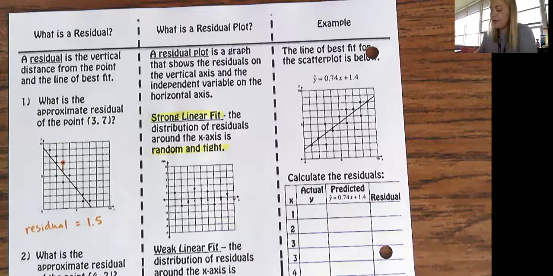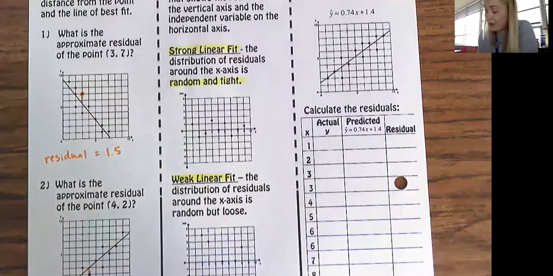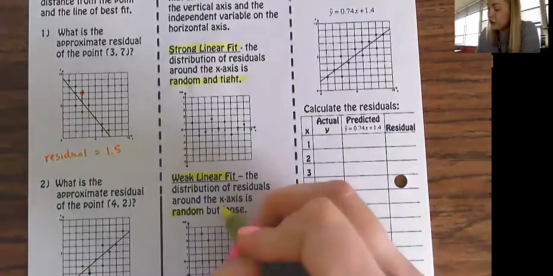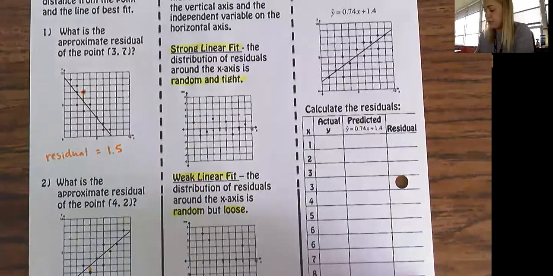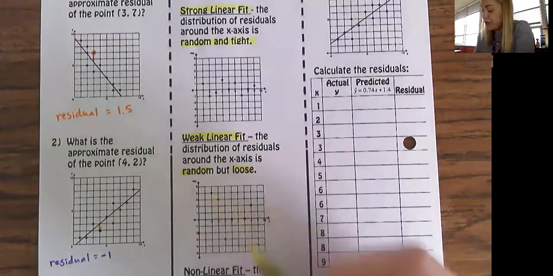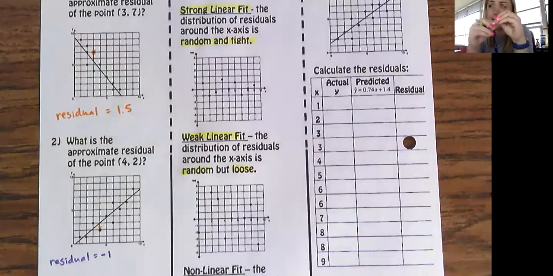Now, a weak linear fit still has the word linear in there, which means that the residuals are going to be random, but the weakness means that they are going to be loosely distributed above and below. So you can see here, you've got some data above, some data below, and it's spread out. It would have a lower correlation coefficient. Your data is going to be more spread out on the graph, but it is going to be trending well with the line of best fit, just not as well as a strong linear fit.